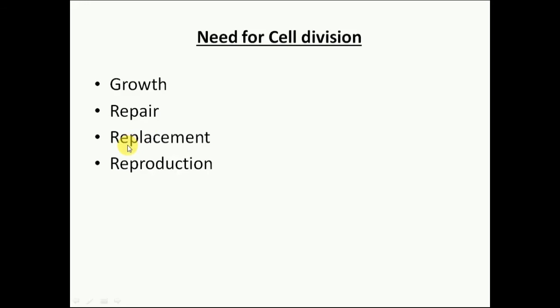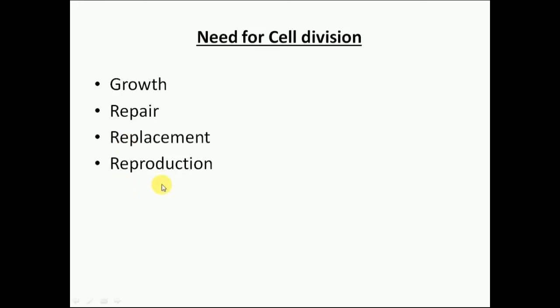Third is replacement. Now what is replacement? In our body there are different kinds of cells, and each type of cell has its own lifespan for how long that cell will remain functioning. For example, millions of red blood cells are destroyed every minute. So more red blood cells need to be formed, and this is replacement. This is occurring due to cell division. Cell division is replacing the old cells with the new cells that are formed.